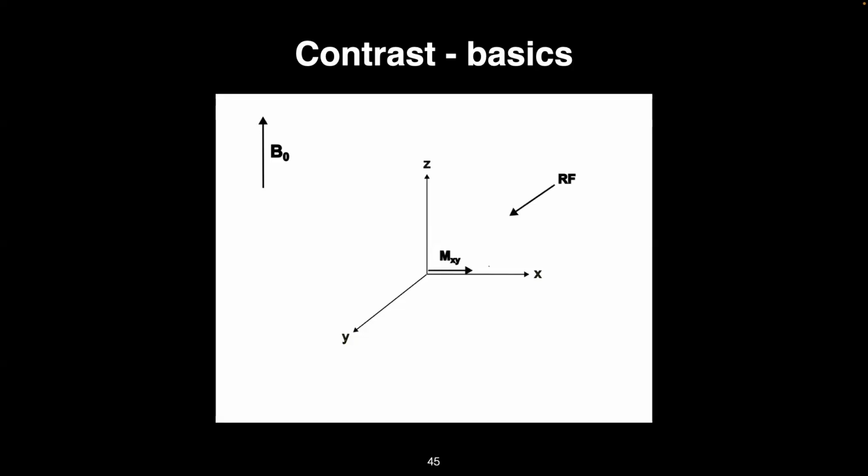To image, we apply our gradients, we apply our RF, and we tip that magnetization down into XY where we can detect it. Now, for the first bit of contrast, it's essentially getting back to recovering that longitudinal magnetization along the Z-axis.